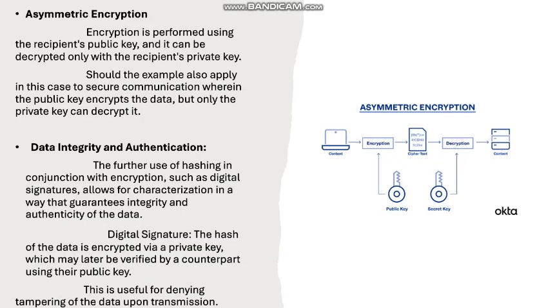Next one is asymmetric encryption. Encryption is performed using the recipient's public key, and it can be decrypted only with the recipient's private key. The examples also apply in this case to secure communication, wherein the public key encrypts the data but only the private key can decrypt it.